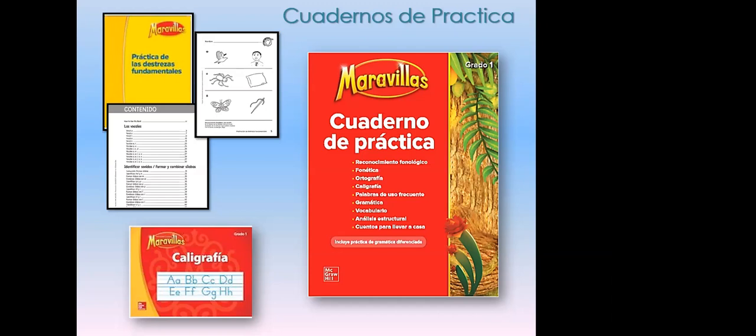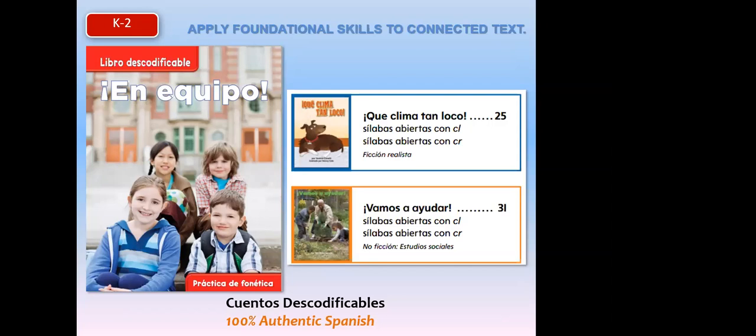Second grade, your cuaderno de práctica is going to look like this. Third grade, yours is going to look a little different, and I'm going to get to that in a second. In second grade, you also have decodable readers. These decodable readers are per unit. So you have six titles, six copies of these decodable readers. And in these decodable readers, you're going to find cuentos decodificables that's going to allow students to practice that phonics skill within connected text. You'll find two for each phonics skill. One's going to be fiction and one's going to be nonfiction.